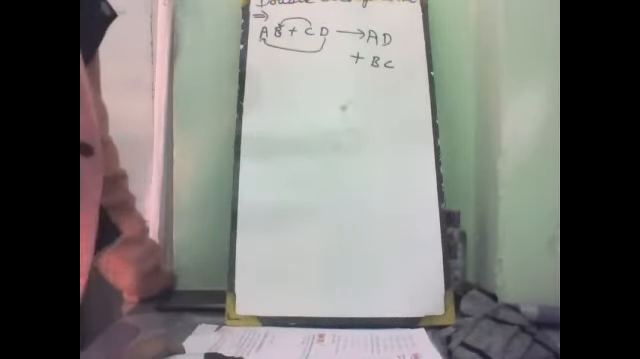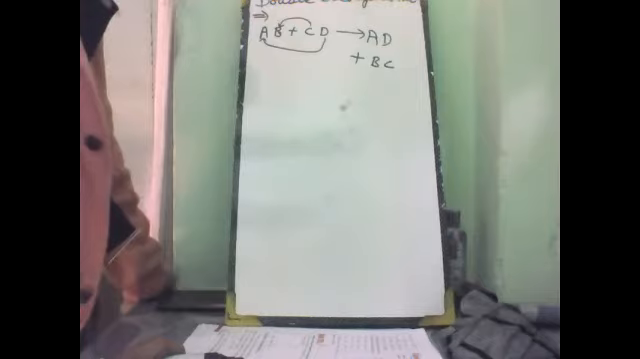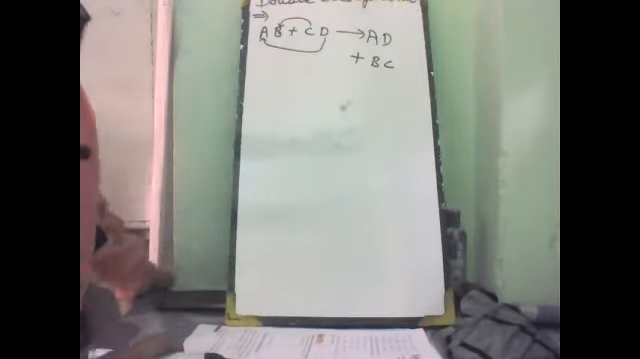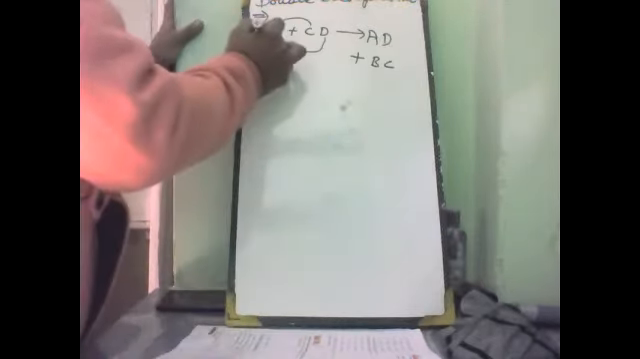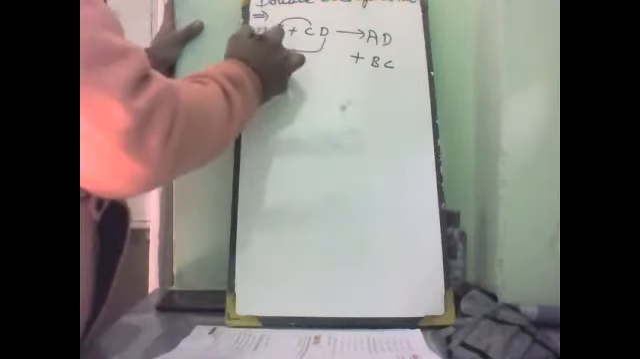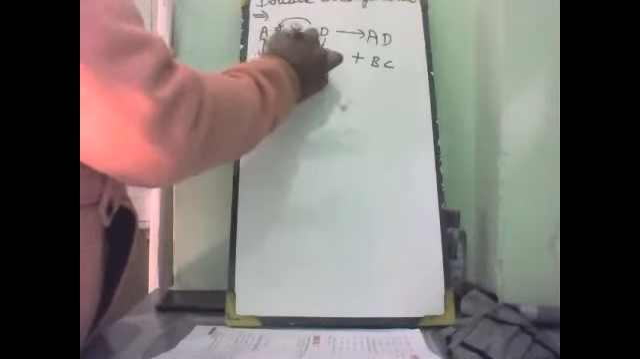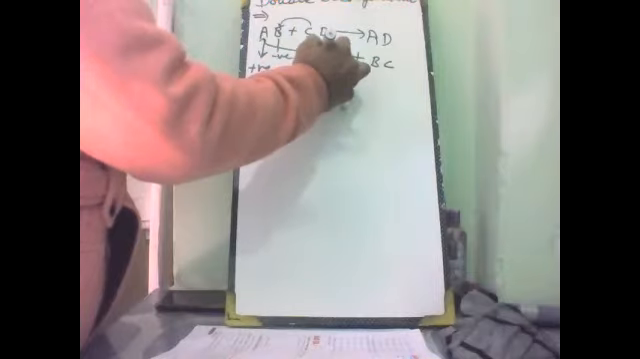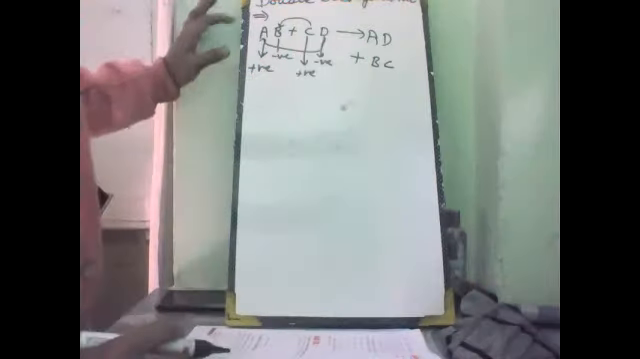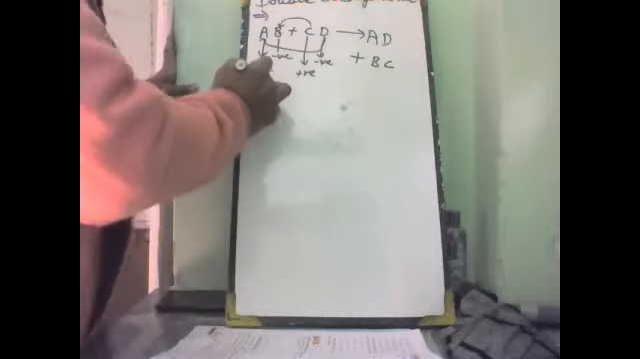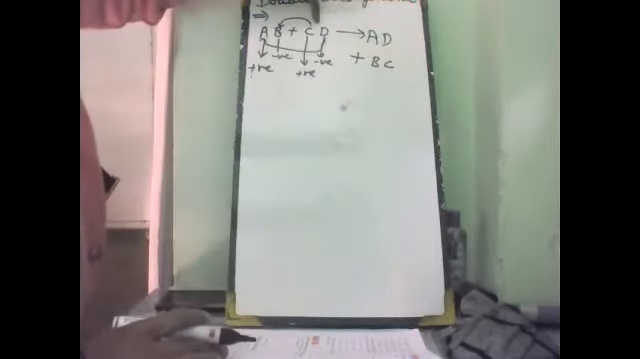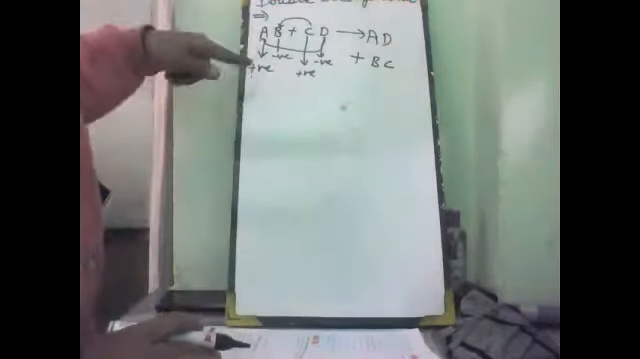In a double displacement reaction, the positive portions of two ionic compounds are interchanged. First we have to write the positive, and these are negative. One positive and one negative. So this positive compound displaces another positive compound, and the negative compound displaces another negative compound. This is all about double displacement.